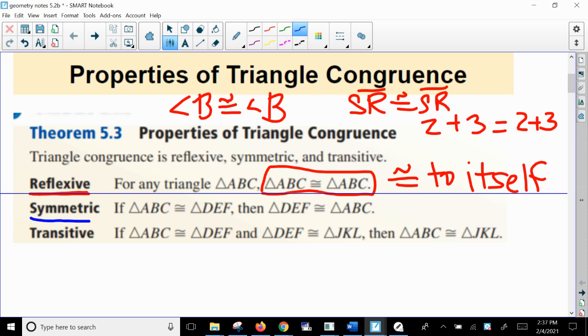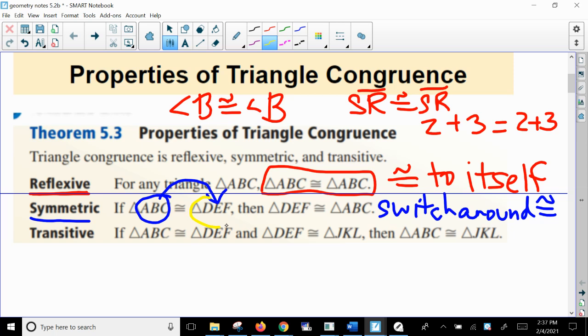Symmetric property. If ABC is congruent to DEF, then triangle DEF is congruent to ABC. So what happened here? What happened is they just switch. And when you switch it, you always switch around your equal sign or congruent sign. Okay? So take ABC and move it to the right side. And then DEF got moved over to the left. See that? DEF, ABC. Again, the letters don't switch around.